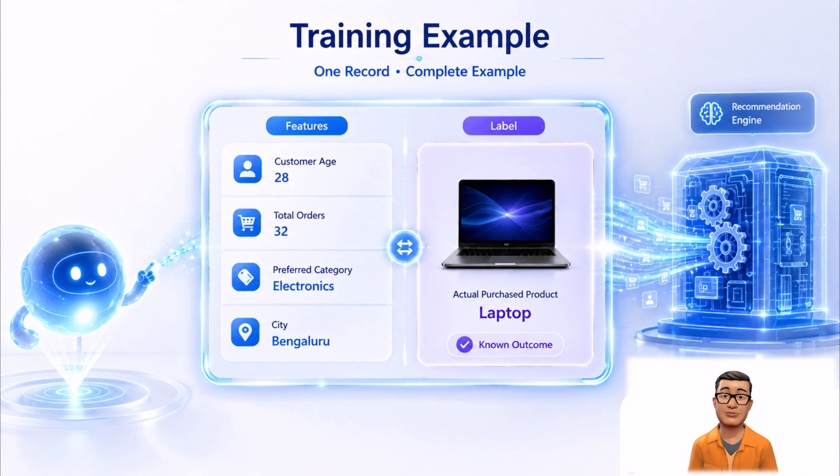Now we have reached an important milestone. When we combine features with their corresponding label, we create one complete training example. This single record becomes one lesson for the AI. The features describe the customer. The label tells the AI what actually happened. Every supervised machine learning model is trained using thousands or even millions of these complete training examples.